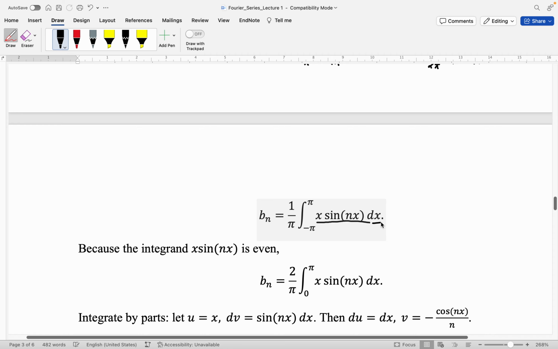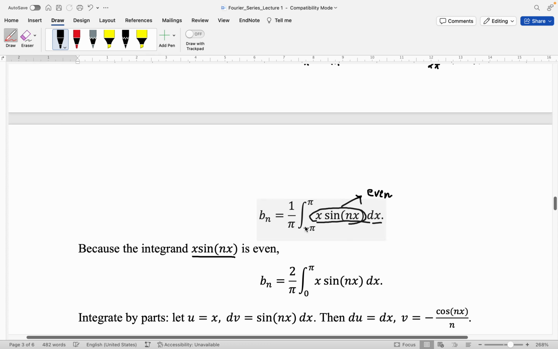So this x sine nx is even because x is odd, sine nx, sine is odd, so odd times odd becomes even. It's normal. So there is one more property that you can use. If we have the function as even, okay, this entire function is even.